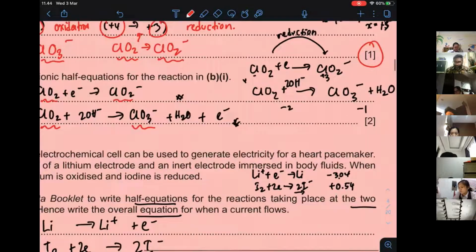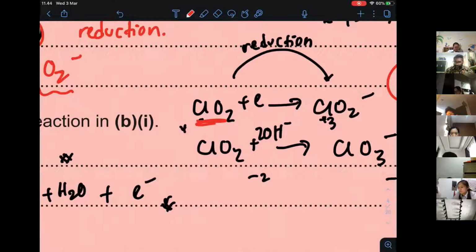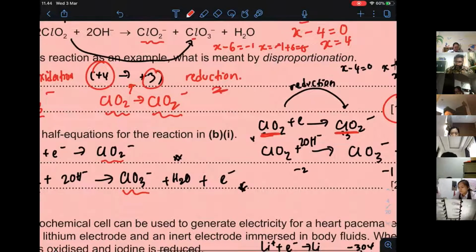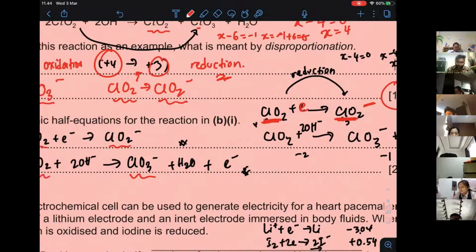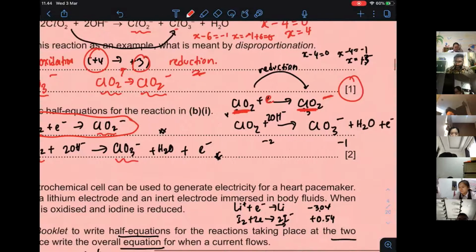Quite simple also. You see here, when you have ClO2 becoming ClO2 minus, we know that this is going to be reduction. Reduction is gain of electrons. So when I see here, there's nothing changed, ClO2, ClO2. So I just put gain 1 electron. So you get minus. No need to add anything. So that is how I ended up with this half equation. Very easy. But the second half equation maybe needs extra work.